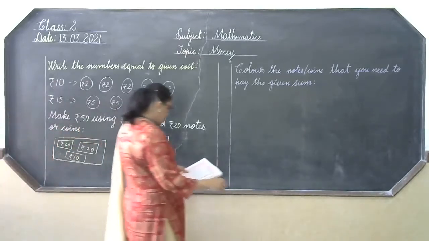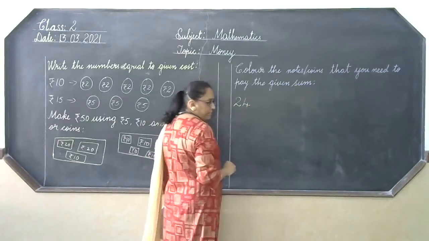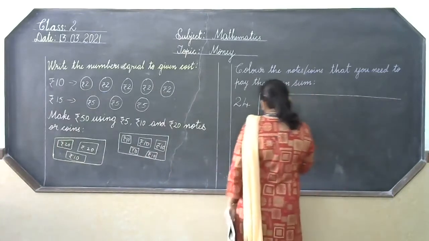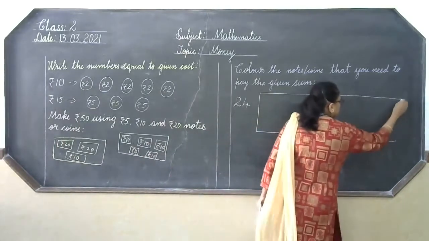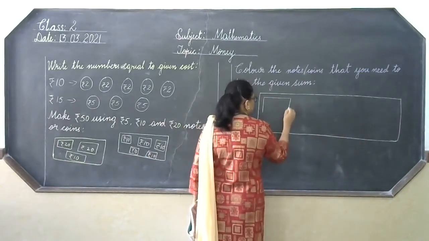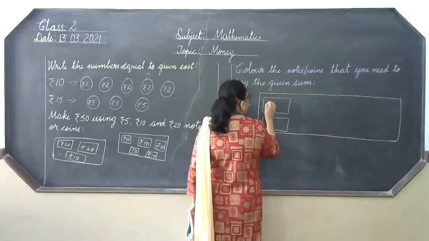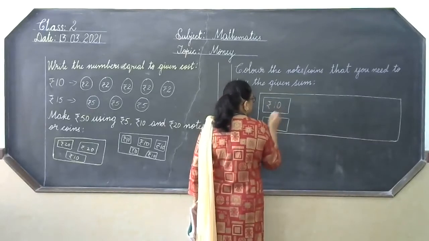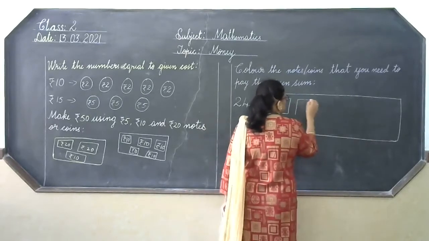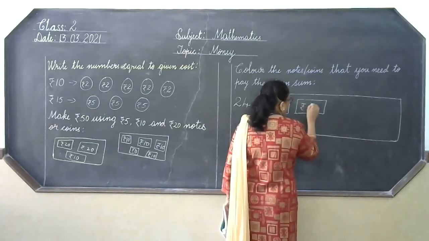See, for example, here you take 24 rupees is given. Understood? And in front of that box, many options will be given. For example, see here, rupees 10. Then again rupees 10. Then rupee 5.